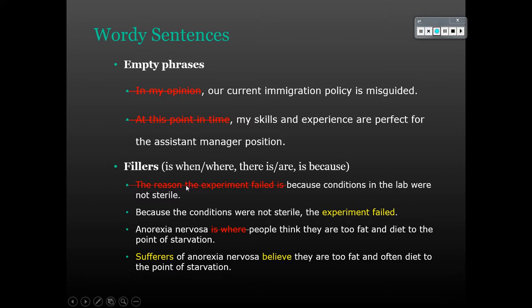So, "The reason the experiment failed is because conditions in the lab were not sterile." The best way to restate that would be "Because the conditions were not sterile, the experiment failed," or "The experiment failed because the lab conditions were not sterile." "Anorexia nervosa is where," that's filler, "Sufferers of anorexia nervosa believe they are too fat." Okay, so avoid these phrases: "is where," "the reason is," or "is because."